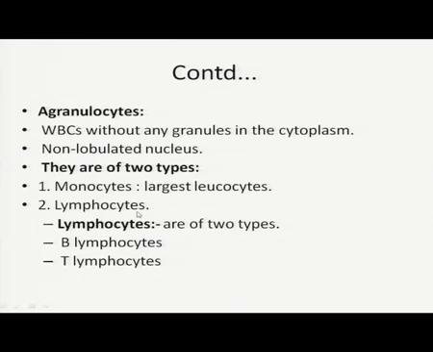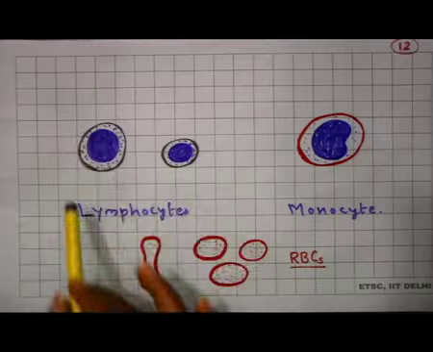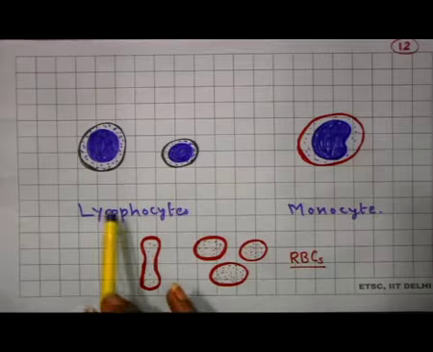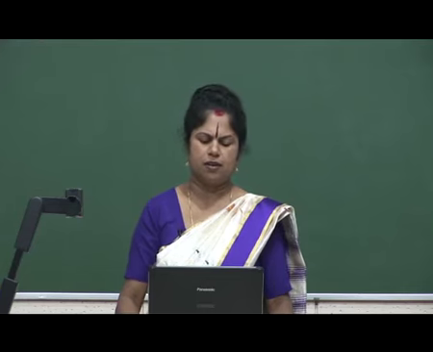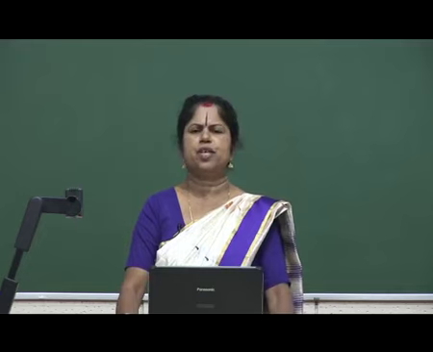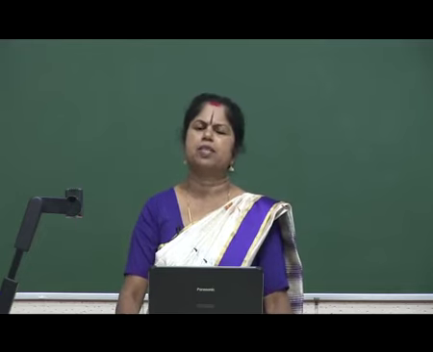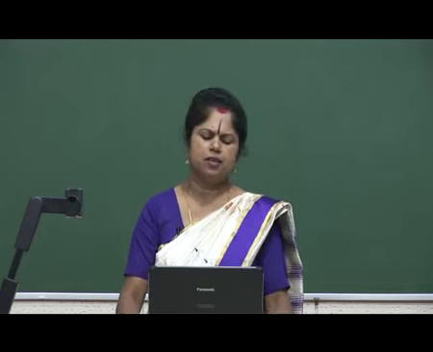Now, regarding their formation, we can classify the lymphocytes into two different types: B lymphocyte and T lymphocyte. B lymphocyte is for bone marrow, B for bone marrow. They are formed from the bone marrow and remain in the bone marrow even after maturation, proliferation and differentiation. But T lymphocytes will migrate to the thymus gland for further differentiation.